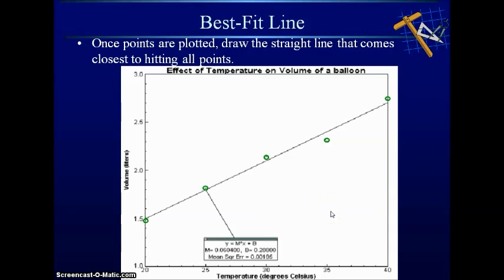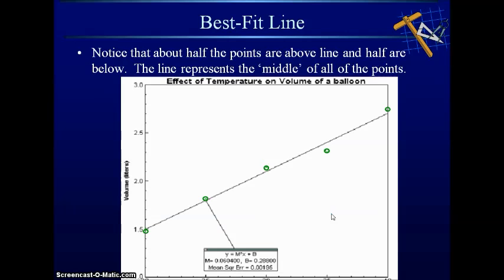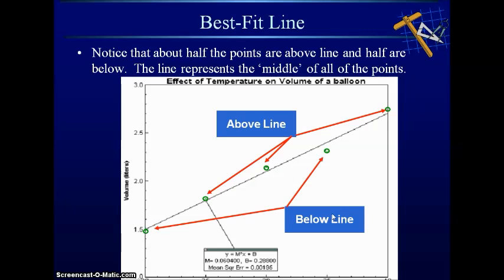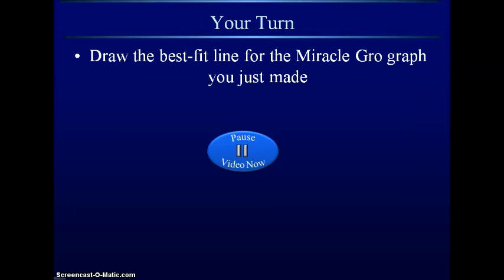So what you want to do is draw a line that comes the closest to hitting the middle of these points, such as that one there. When you make your line, you want to make sure you have about an even amount above and below. So take a minute now and go back to the graph that you just made of your Miracle-Gro, and you have your points already plotted on there, and go ahead and draw the best fit line. Pause the video now and click again for our final comments here.